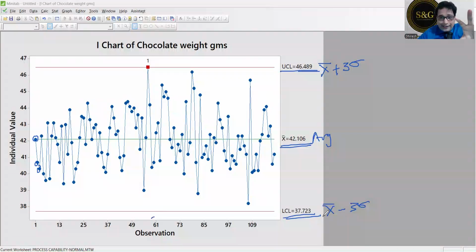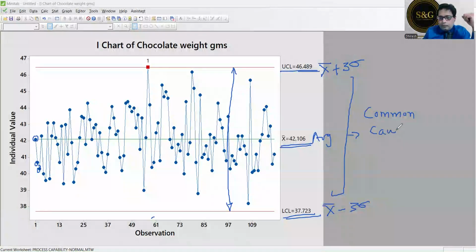What is important is that the variation within this is called, write this down, common cause variation. Any data point which goes beyond the control limit is different. For example, this data point is exactly touching the control limit, just like a batsman hits a six and the ball hits the boundary rope. This data point is called special cause variation.